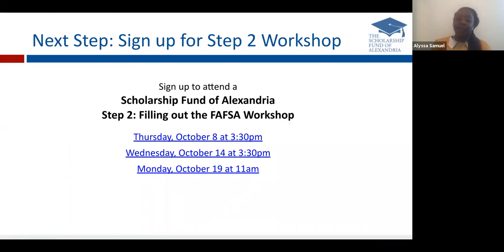So the next step is signing up for step 2 of the workshop. Now that you and hopefully your parent have created an FSA ID, you are able to complete the FAFSA. So we have 3 different FAFSA workshops where we will actually be going through the actual application for federal student aid. One will take place this Thursday, and the other 2 are Wednesday, October 14th at 3:30 p.m. and Monday, October 19th at 11 a.m. You will receive a follow-up email with links for you to register for these FAFSA workshops.